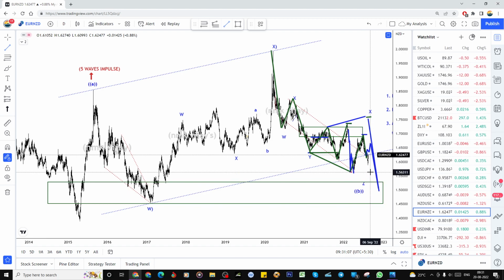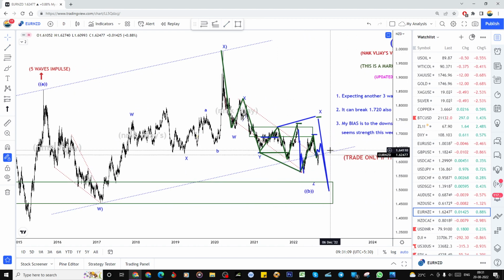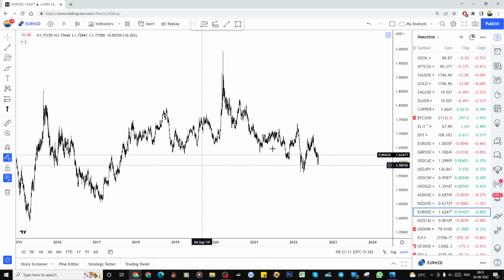But this is soon. But what kind of pattern? We need to know that. We need to see the pattern here. Then only we need to enter.